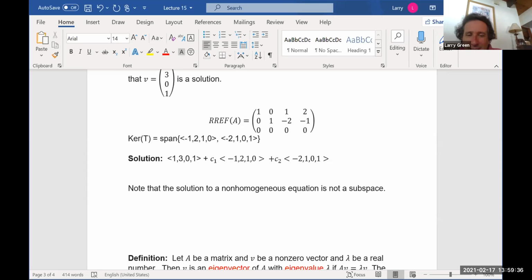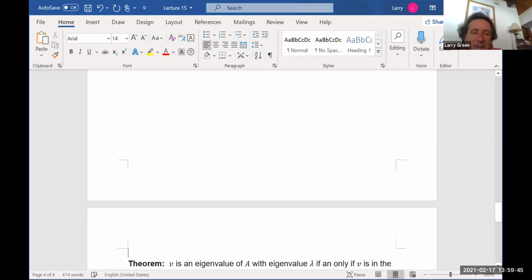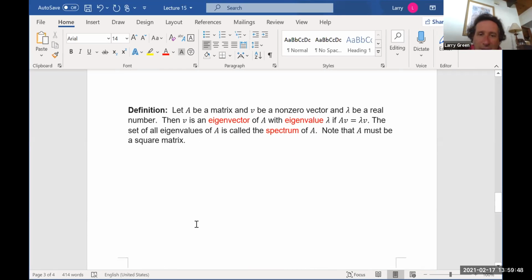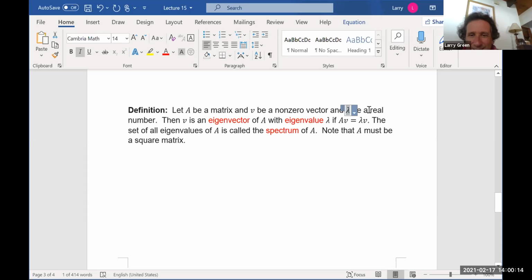Okay, so let's move on and let's jump a chapter. This is like a key definition, especially if you're looking at applications of linear algebra. This is really important. So here it is. Let A be a matrix and v be a non-zero vector. And who knows how to read this letter? It's a gamma. Good try. It's not a gamma. Lambda. Okay, lambda is a real number.